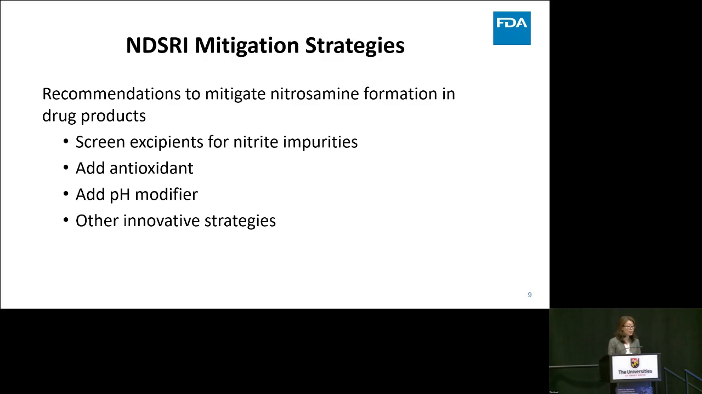In terms of the reformulation, FDA's recommendation to the applicants is to add antioxidants or add a pH modifier in the drug products. Because several research studies already indicate that very small amounts of antioxidants actually can significantly inhibit the nitrosamine formation, including NDSRI. For the pH modifier, you already know, it can modify the microenvironment in the drug product to neutral or a little bit basic pH in the drug products. So in this way, the nitrosamine formation kinetic reaction is slowed down a lot.